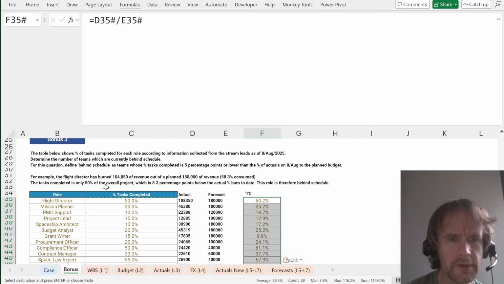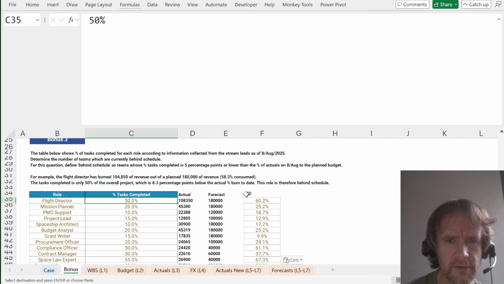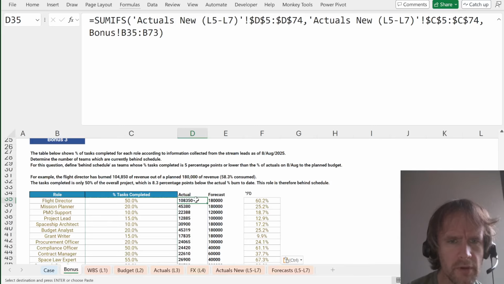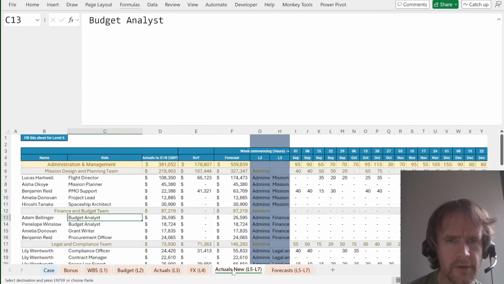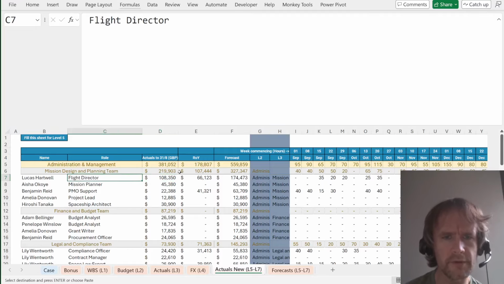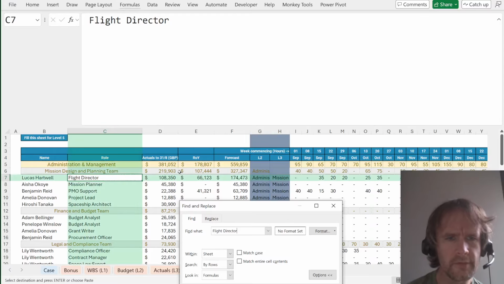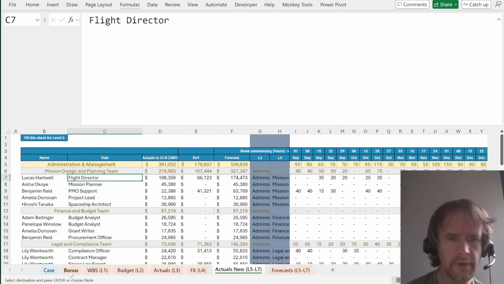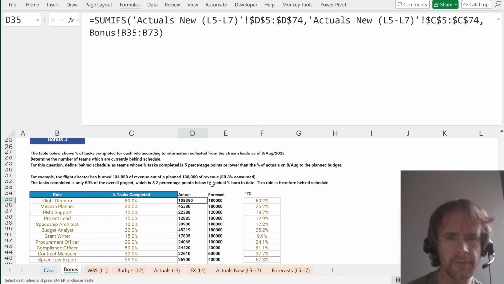For example, the flight director task completed only 50% of the overall point. Oh, sorry, task completed is 50%, yes. 104? Oh, dear Lord. Flight director. Only one flight director, and he's got 108. Alright, I don't know, let's just assume that changed at some point along the way.